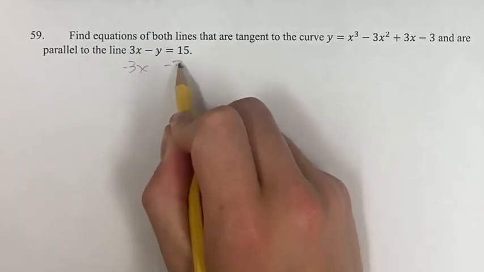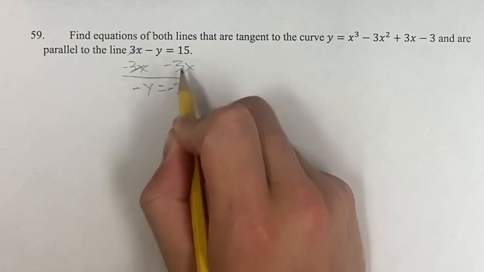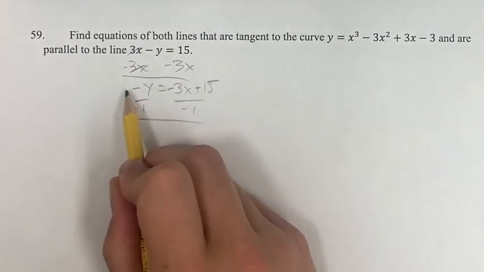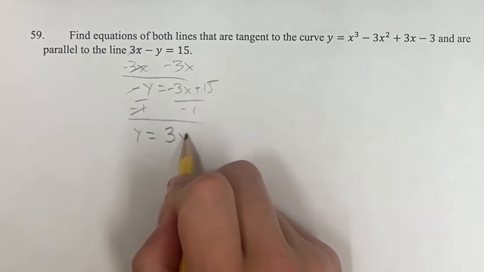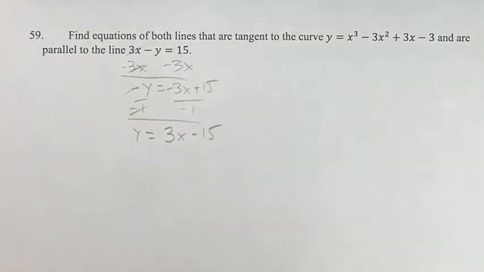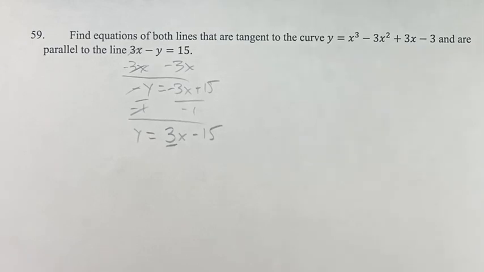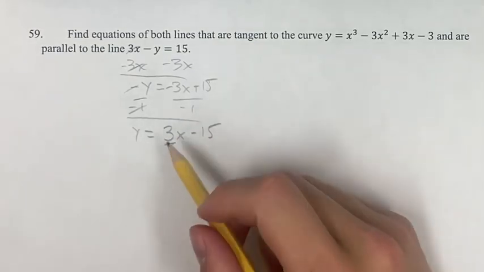Subtract 3x on both sides. We get negative y is equal to negative 3x plus 15. Divide both sides by negative 1 to get y on its own. We get y is equal to negative 3x divided by negative 1 is 3x, plus 15 divided by negative 1 is minus 15. And now we know that the slope of both of these lines is going to end up being 3. So what does it mean that the slope of a tangent line to a curve is 3? That means the value of the derivative of that curve is going to be equal to 3.